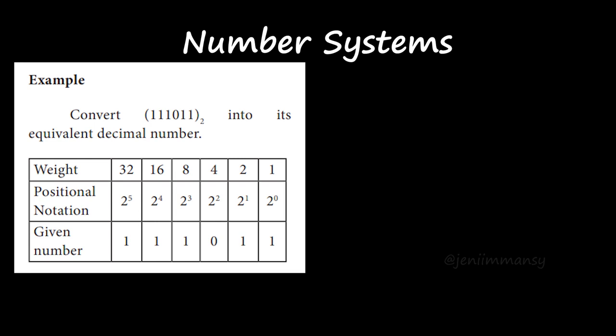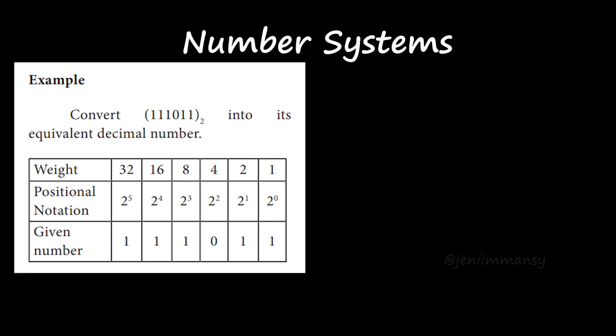Okay, the positional value will be the power of 2, and you will be multiplying it with the corresponding binary digits. For the first digit from the right end, you will be giving 2 power 0. And the second value from the right, you will be having 2 power 1. Next, 2 power 2. Next, 2 power 3.